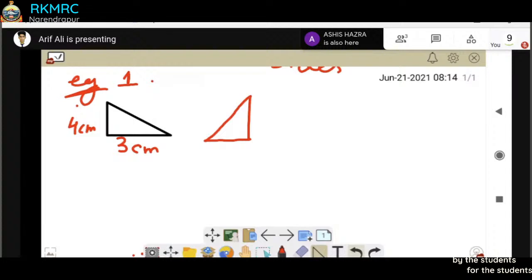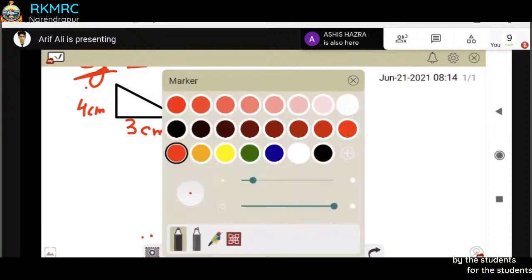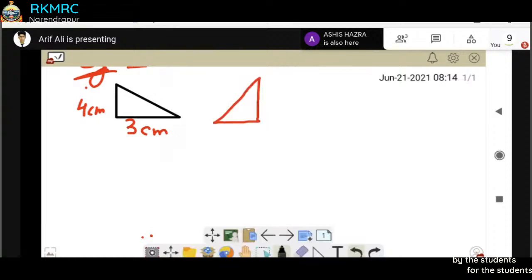So if we are asked to calculate, we will calculate all the things separately. This is the same thing, both are equal, just the shape is changed. So at first we will calculate the area.